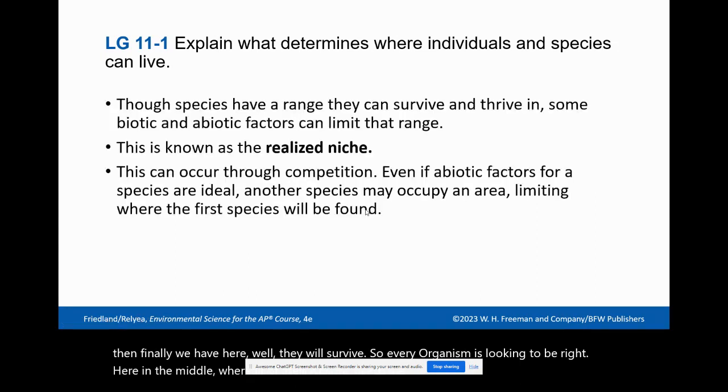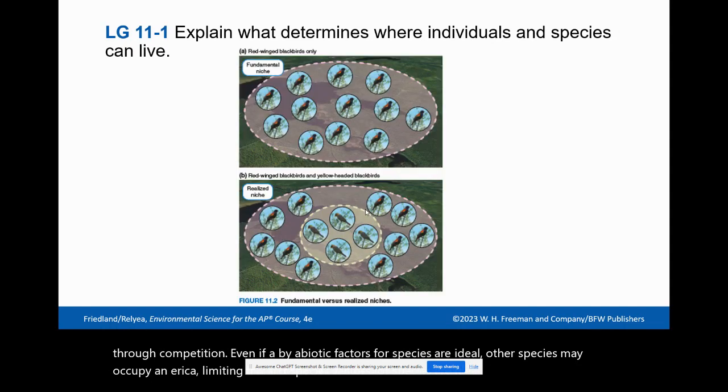Though species can have a range they may survive and thrive in, some biotic and abiotic factors can limit that range. This is known as the realized niche, or niche. This can occur through competition, even if abiotic factors for the species are ideal. Other species may occupy an area, limiting where the first species will be found. So this is an example of what that looks like.